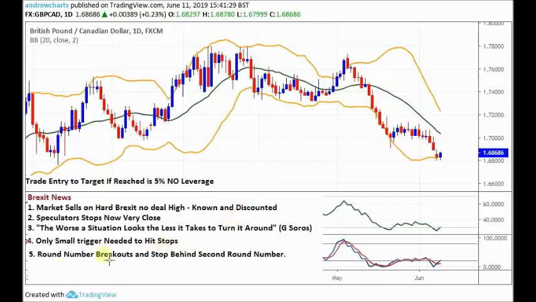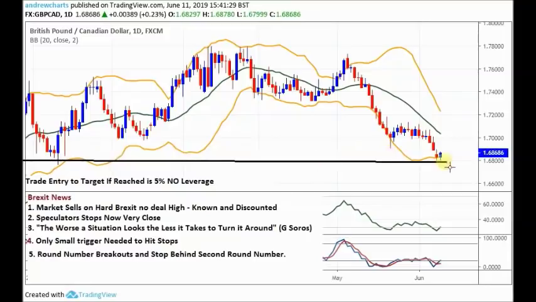Now, in terms of this trade, all we're going to do is use simple round number breakouts and stop behind the second round number. It's very simple to show you how it works. We're going to draw a line there, straight through a round number. What I like about the setup is not only is the risk reward good, but it's very easy to understand why it's got good odds on it.